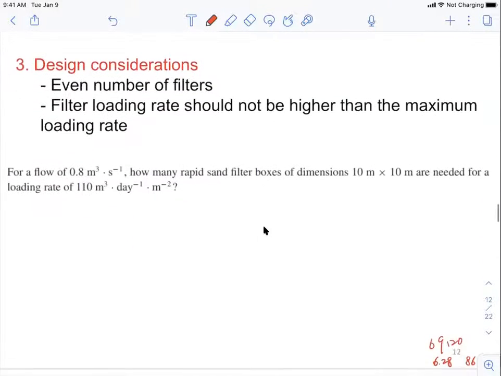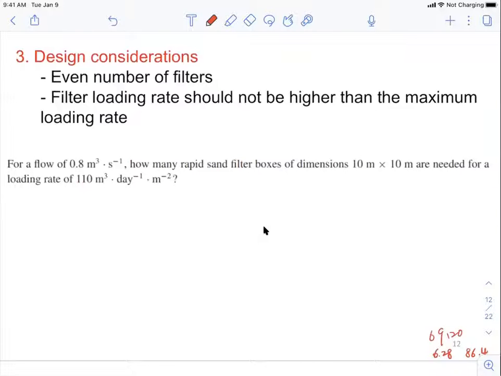So finally, it's the design considerations again. In this class, we are going to go over quite a many design considerations. For the design of the rapid sand filter, people would use an even number of filters because it's more convenient for building, right?